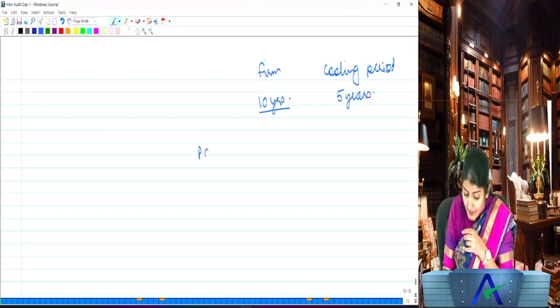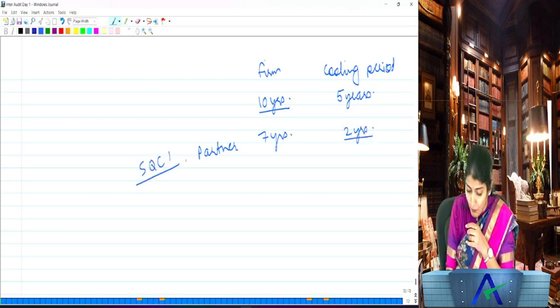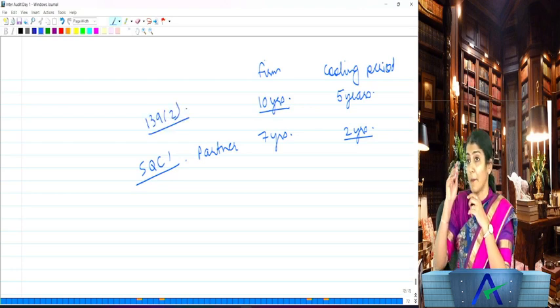And the same partner of the firm cannot do the audit for more than 7 years. And what is the cooling period for the partner? 2 years. This is as per SQC 1. And this is as per section 139(2) of the company law.